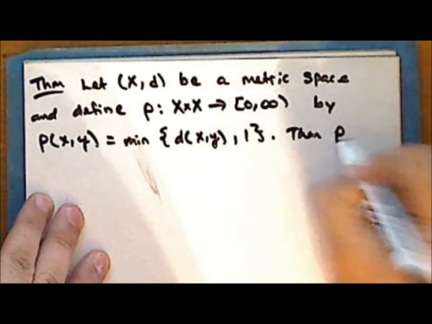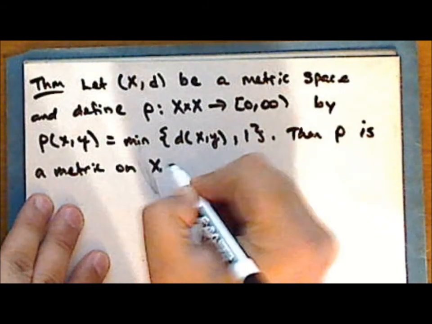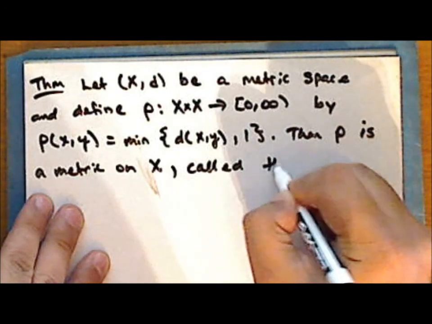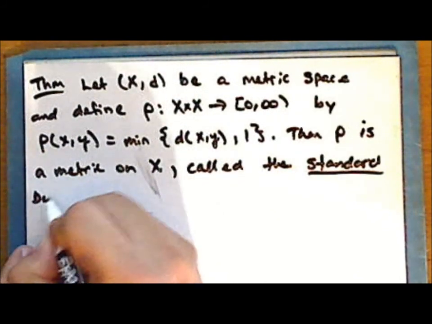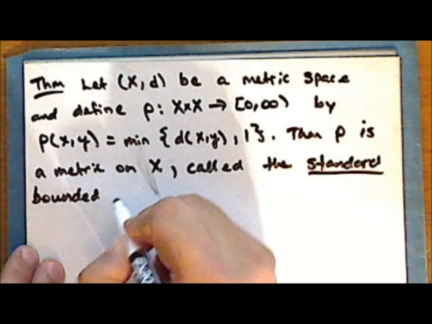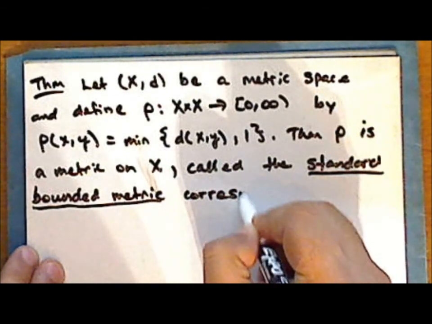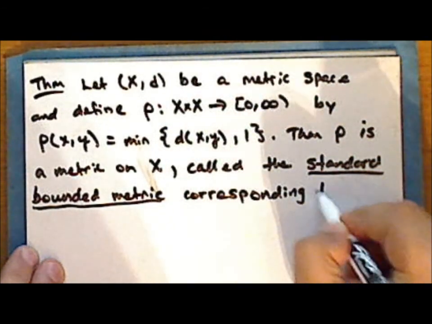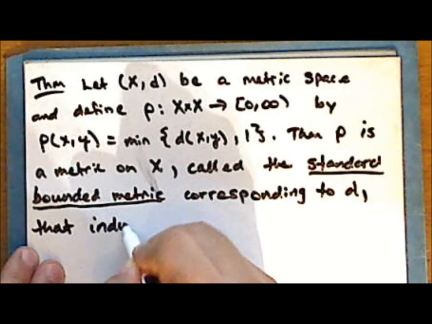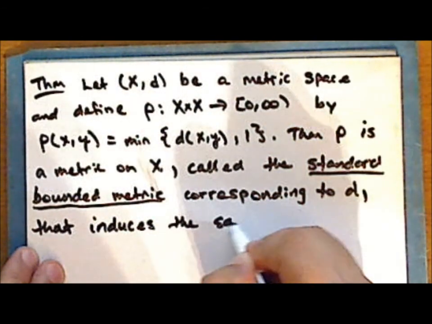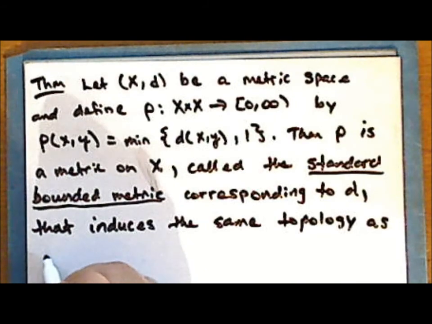Then rho is a metric on the set X called the standard bounded metric corresponding to the metric D, and this metric rho induces the same topology as the metric D.